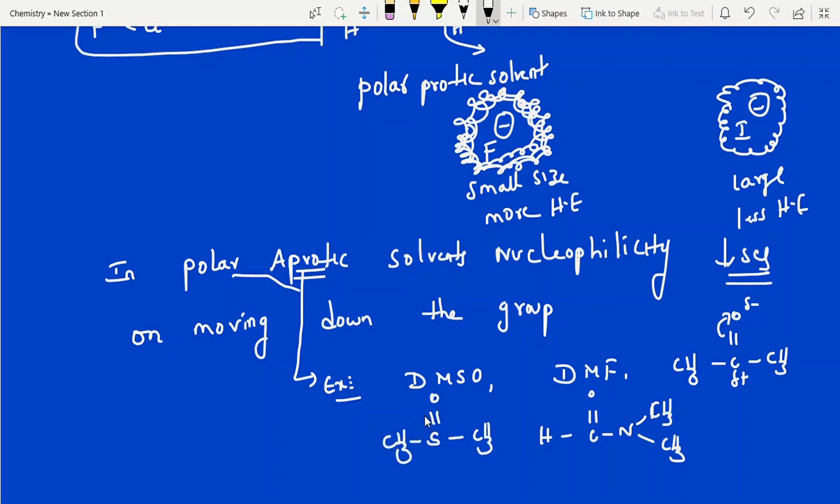Here also polarity is there, no doubt, but it is not giving hydrogen. Here hydrogen is there, but it is not acidic hydrogen. Clear, students? That's it. This is the difference between polar aprotic solvent and polar protic solvent.